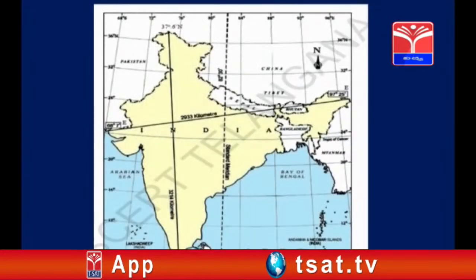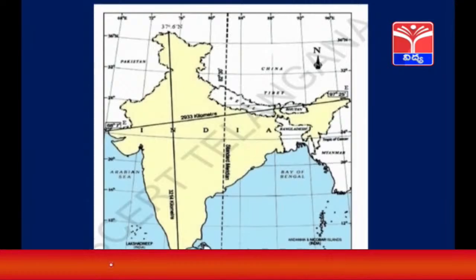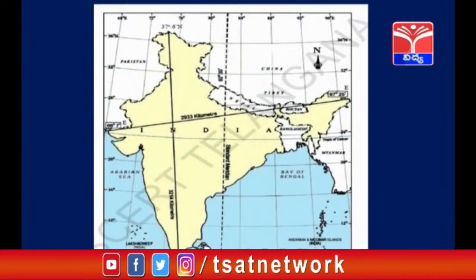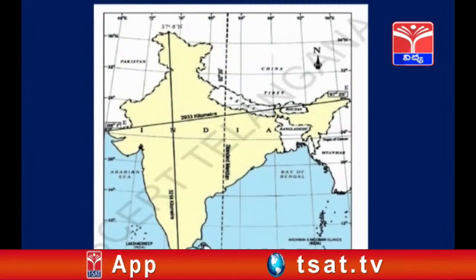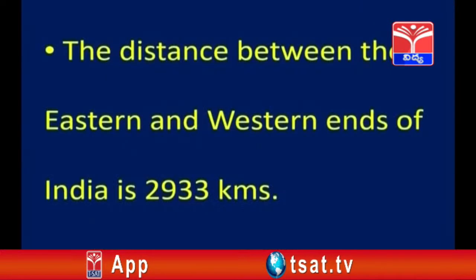This is the grid map of India. Observe how the latitudes and longitudes are passing. The main latitude, the Tropic of Cancer, is passing through our country. It passes almost through the middle of the country.